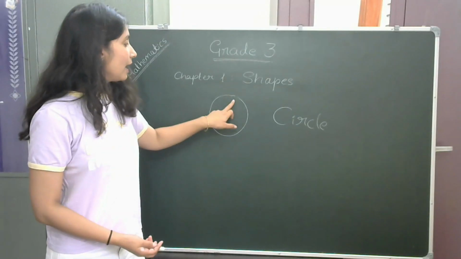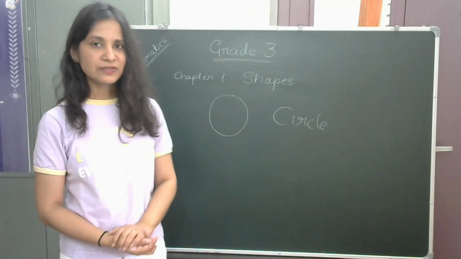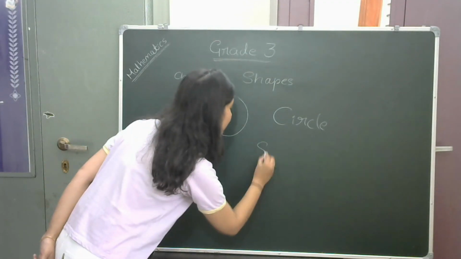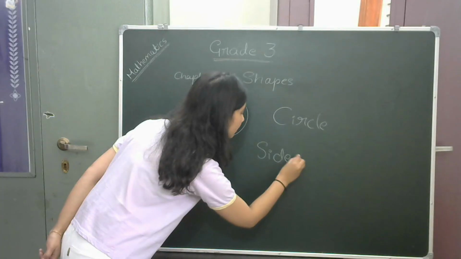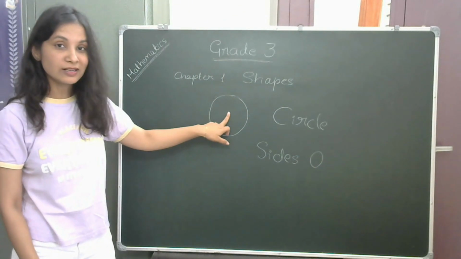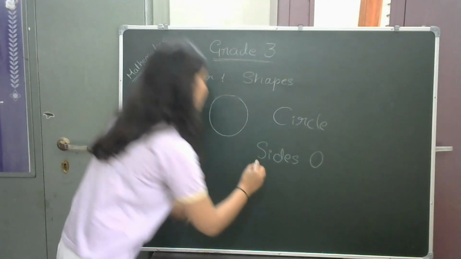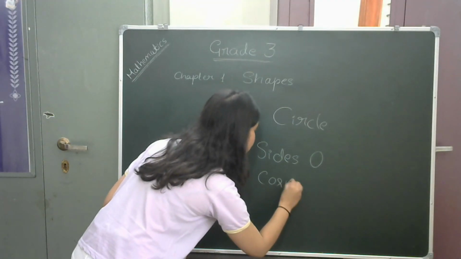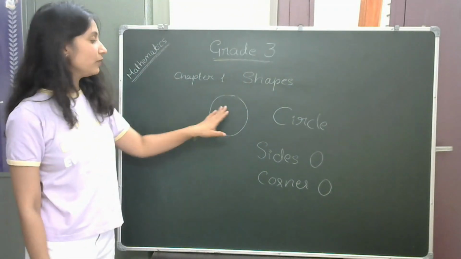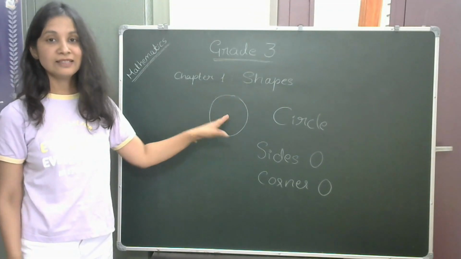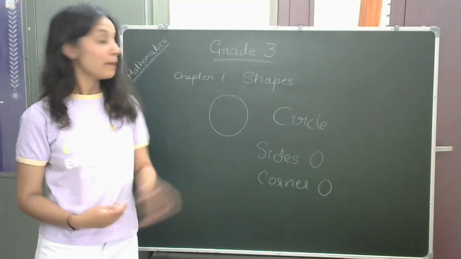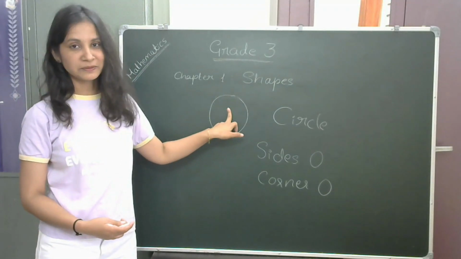Yes? And can you say the number of sides for this? No, there are no sides. How many sides are there for a circle? 0, right? And how many corners? No corner is there, right? So, the number of corners for a circle is also 0, right? So, we can say that a circle has no corners and no sides. But it must be a closed figure.